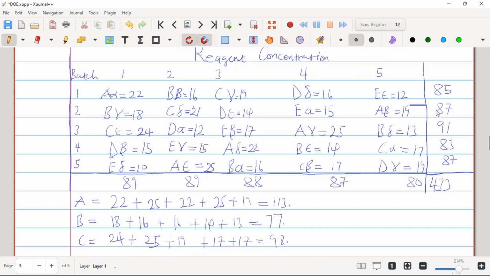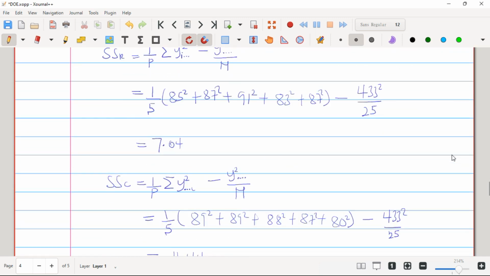So when you come here, 85, 87, 91, 83, and then 87. Once you take them, 1 over 5 into the bracket of that all squared, minus the same thing here. Once you punch everything into the calculator, you're going to get 7.04.